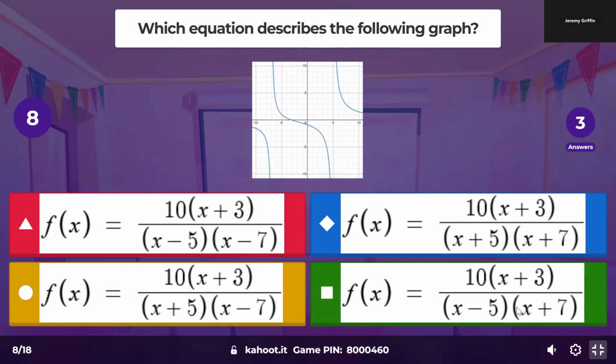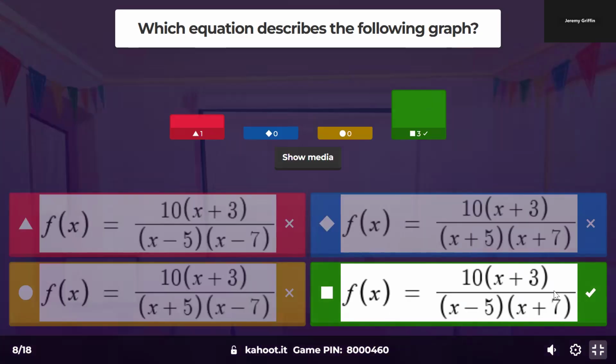Okay. Now, there's some other clues too. Like I see a horizontal asymptote at y equals 0. That's also consistent because I have x over x squared. Right. So yeah, for a number of reasons, I think the answer has to be that green one. Yeah, you see it? Okay.